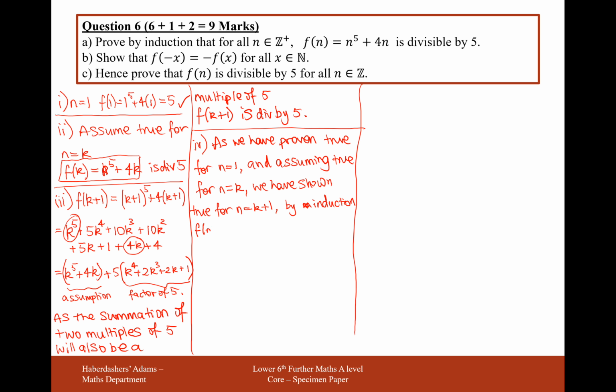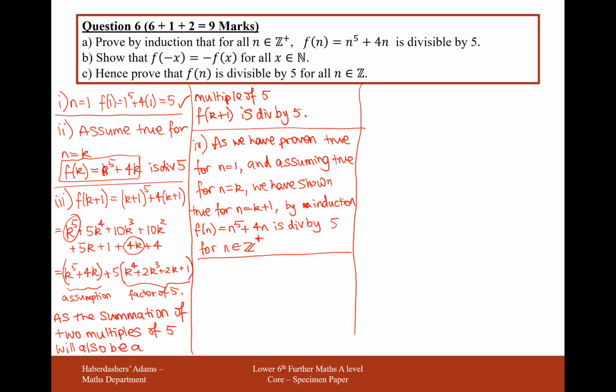F of n equals n to the 5 plus 4n is divisible by 5 for n exists in the Z plus. I nearly missed that out there. Make sure you don't miss that out because they do deduct marks if you don't include that bit there.